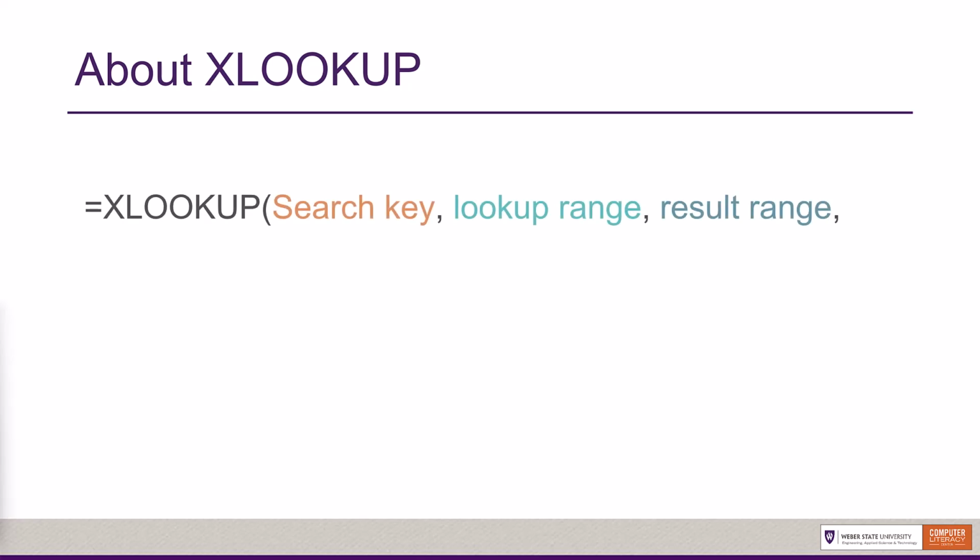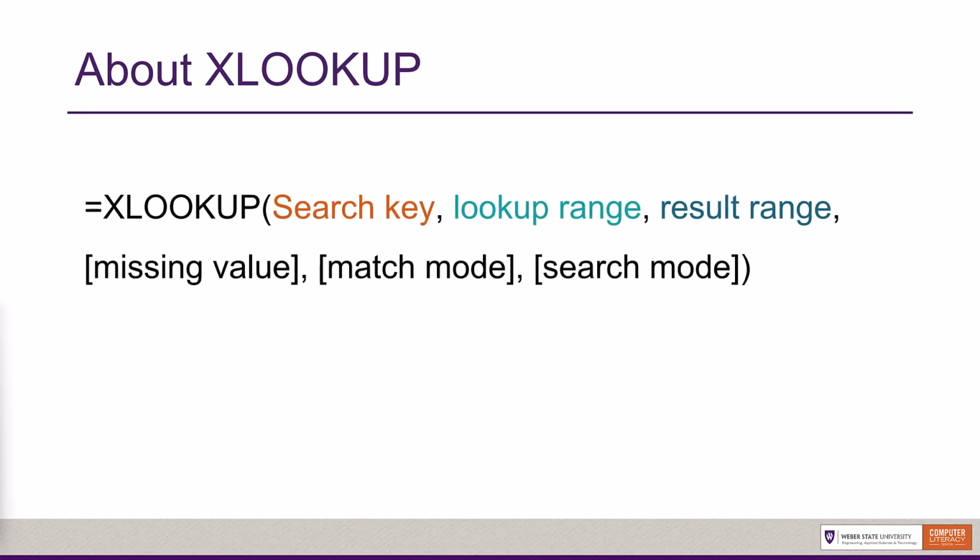XLOOKUP has 3 required arguments and 3 optional arguments. The first argument is the search key. This tells the function what to search for. It was Alex in our previous example. The second argument is the lookup range. This tells the function where we want to search for the search key. In the previous example, it was the names column.